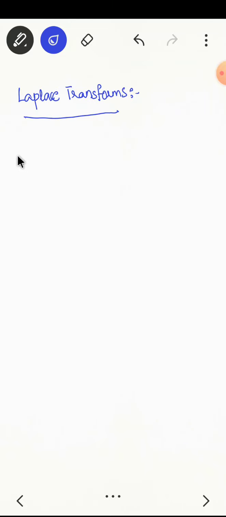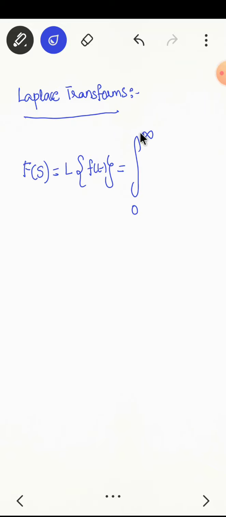This is very important. The Laplace formula is: suppose you have Laplace of some function f of t, you will get the result as F of s, and that result is equal to the integral from 0 to infinity of f of t into e raised to power minus st dt. This is a very important formula. Everybody should remember this formula.